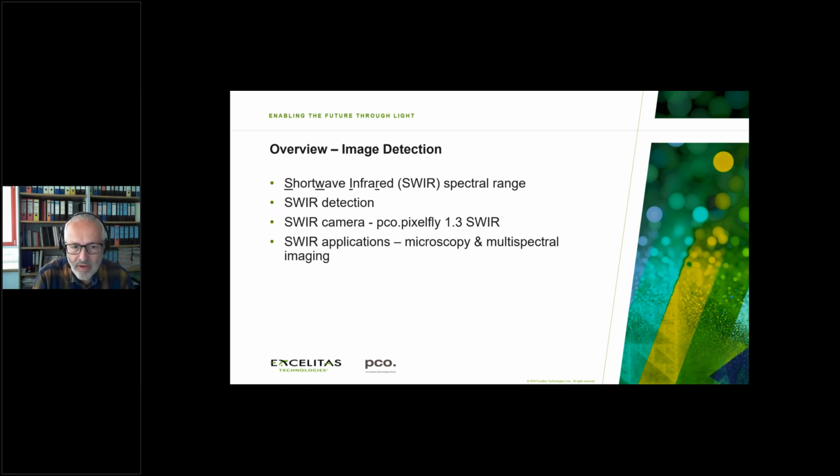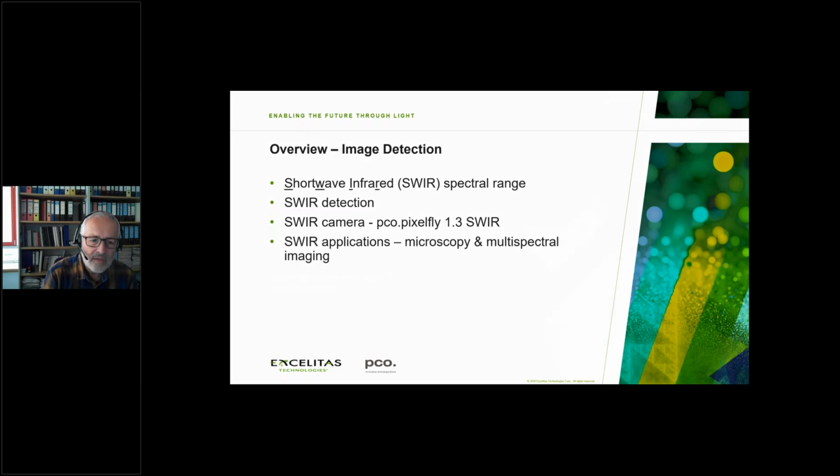This is the overview of my part of the presentation. So first of all, I would like to repeat the introduction of the shortwave infrared spectral range and explain a little bit about the circumstances and the possibilities of the detection of this type of radiation. I will shortly present a new camera that we have been developing, which is able to measure in the visible as well as in the shortwave infrared. And then I would like to point your interest to some interesting applications in microscopy and multispectral imaging.